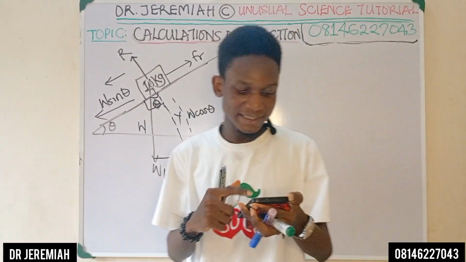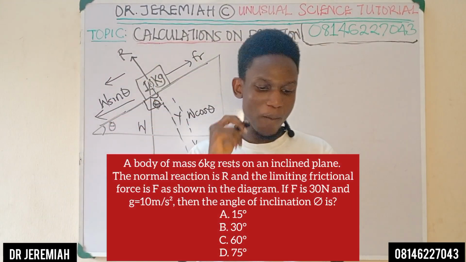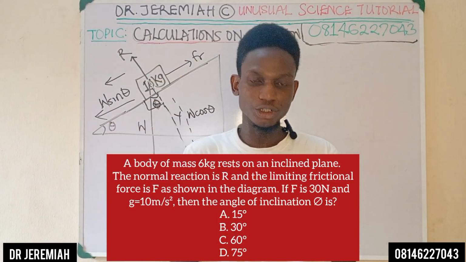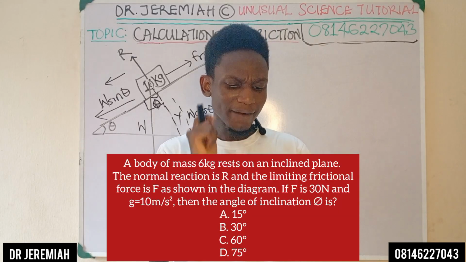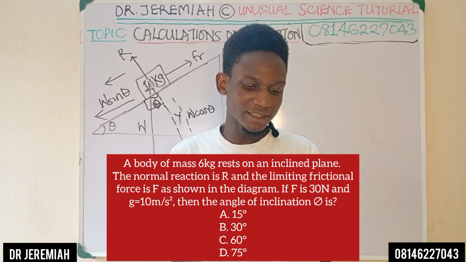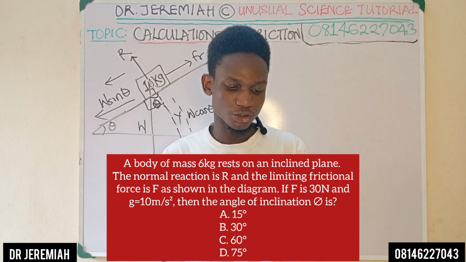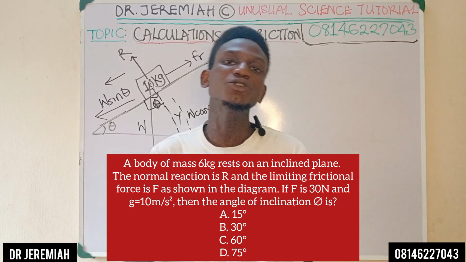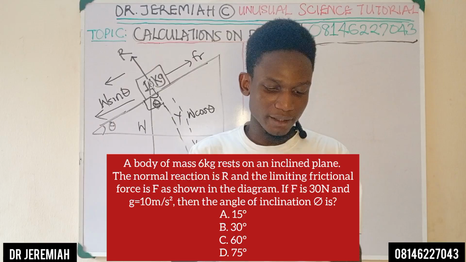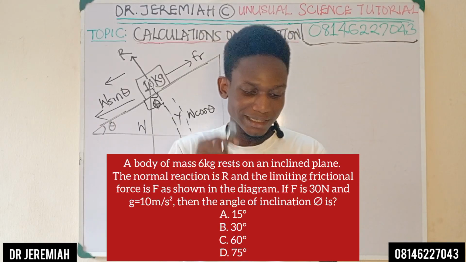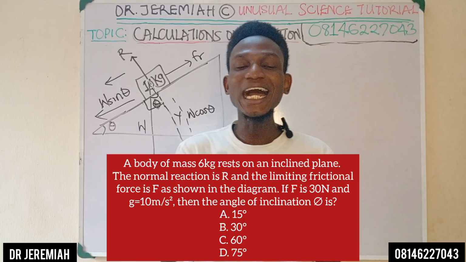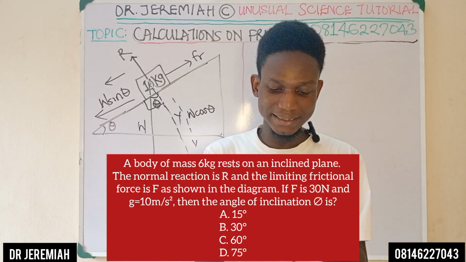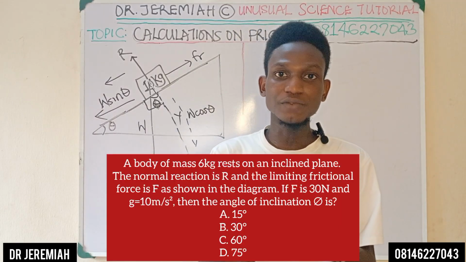The next question says that a body of mass 6 kg, I think it's showing on your screen, rests on an inclined plane. The normal reaction is R and the limiting frictional force is F, as shown in the diagram. Forget about the diagram, we'll draw it ourselves. If F is 30 Newton and g equals 10 meters per second squared, then the angle of inclination theta is dash. Now I shall solve this question very fast.